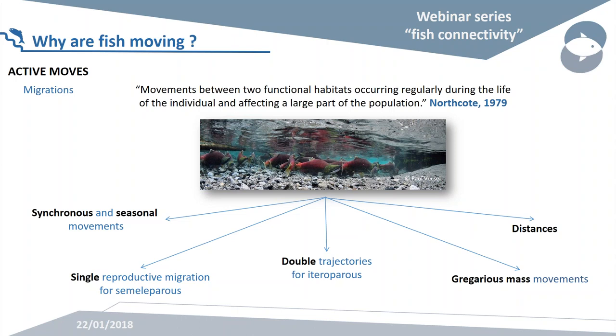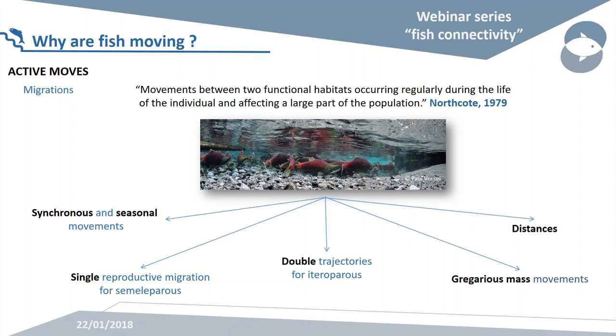And migration is also a real challenge for fish, because we talk about semelparous fish. Semelparous means a fish that has only one reproduction in its life. They have a single reproduction migration. So they have to be successful to contribute to the population dynamics. So the migration is a really important part of the life cycle of these fish.